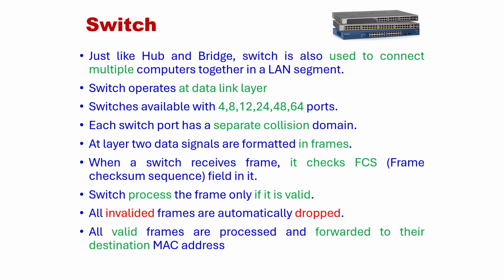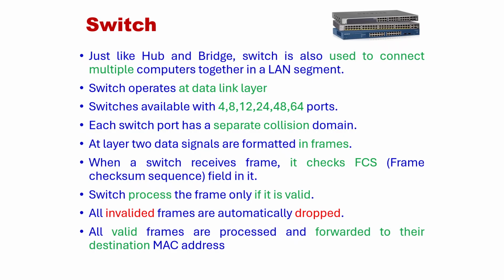A collision domain is nothing but, for example, let me take a 24 port switch. In a 24 port switch, I can connect one hub to a particular port. In that hub, I can connect n number of devices. If there is any collision happening in that particular switch port, it will not be transmitted to the other ports or other devices that are connected to the switch. So that is what we are saying: each switch port has a separate collision domain.